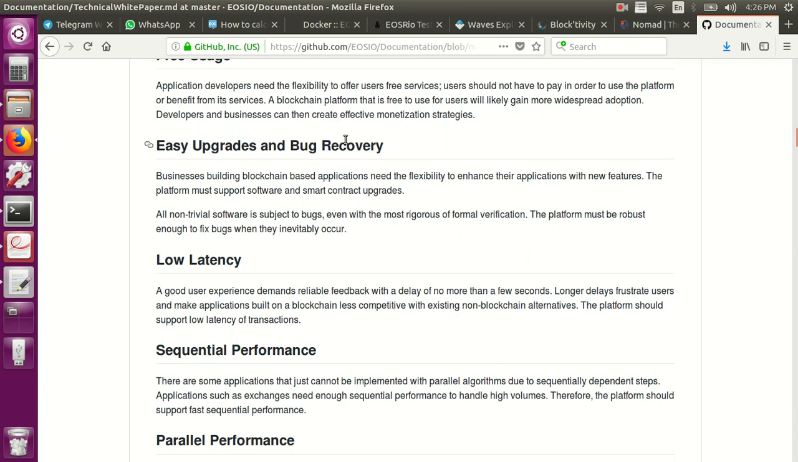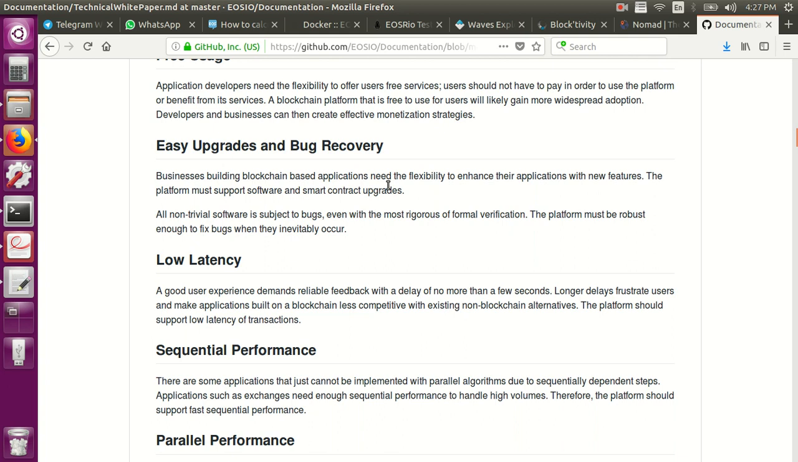This next one is easy upgrades and bug recovery. So if you're familiar with cryptocurrency at all, you've seen a lot of the bugs that have really hurt people in Ethereum, like the DAO hack is one, and the Parity multi-sig hack was another one. Well, that one wasn't even a hack. That was just somebody being an idiot. So they wanted to add upgradability from the ground up with the EOS platform, and I think they talk more about that later, as far as how that goes.